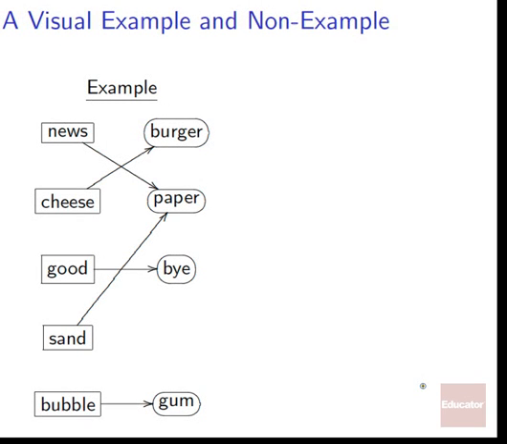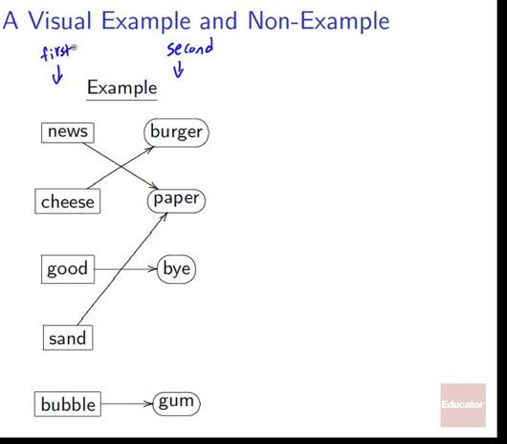Here's a visual example for it. So we could have something where all of the squares are our first set, and all of the round things on this side are our second set. So the second set would be the second column, and the first set would be the first column. So we could have news gets put onto paper, right? We say news, the function gives us paper. We say cheese, the function gives us burger. We say good, the function gives us buy. We say sand, the function gives us paper. We say bubble, the function gives us gum.